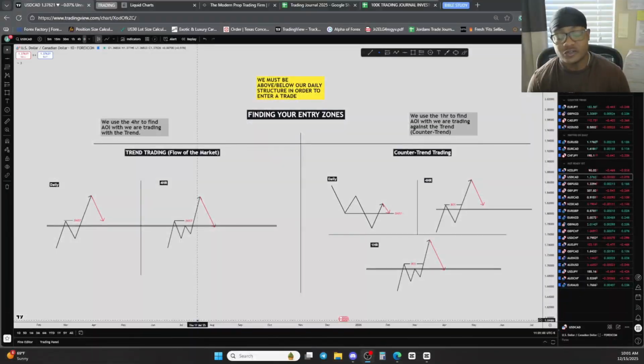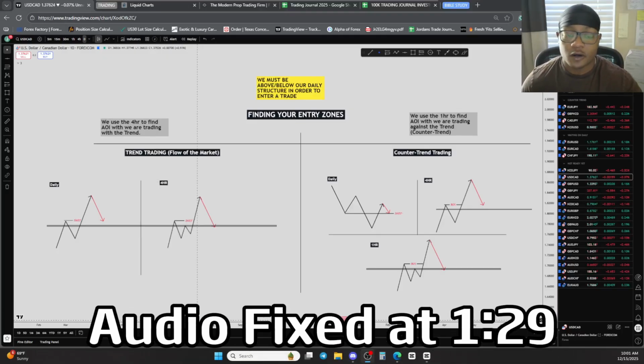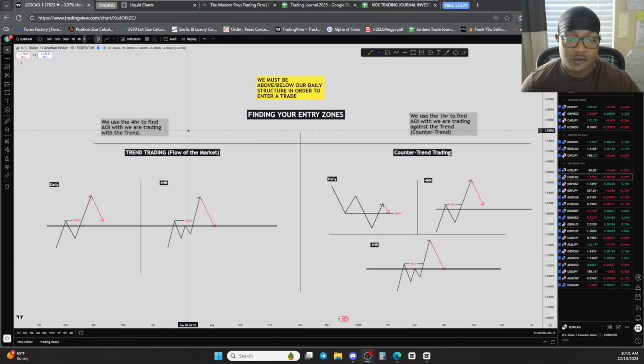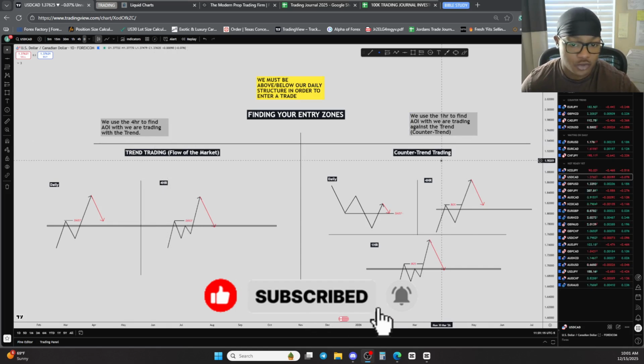All right, y'all, so finding an entry zone is very simple. I feel like a lot of people make it hard, but it's extremely simple. So I have two ways of finding my entry zones. I have trend trading, flow of the market, and then we have counter trend trading.